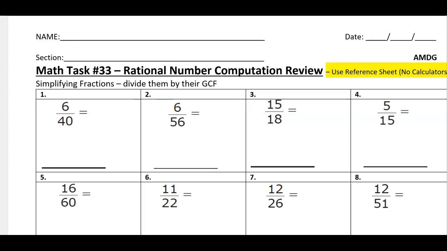So similar to yesterday, you're going to do a section and then come check in with an adult. So the first set is simplifying fractions. We need to remember to divide by their GCF.